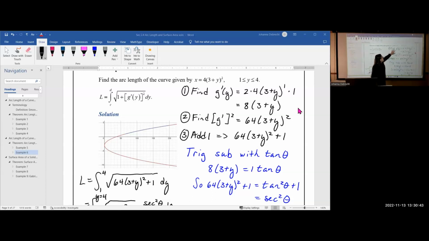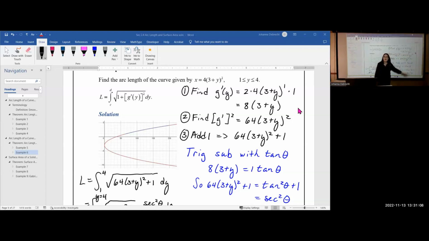So notice when you find g prime, you end up with 8 times the quantity 3 plus y. In this case, it's better not to multiply it out because it's going to lead us to a trig sub. You might not realize that, though, till you get down to the bottom. So you may have to backtrack some. Then we have g prime quantity squared. So we square the 8, we square the parentheses to get this expression, and then we add 1.